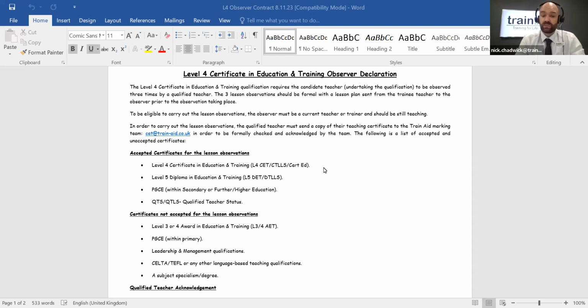If you have a Level 5 diploma in education and training, such as L4 CET or DETLS, or a PGCE within secondary or higher education, you can carry out the lesson observations. If you have QTS or QTLS, fantastic, you can carry out the 3 lesson observations. But once again, please do send a copy of your certificate to the CET team, and we can save your certificate to the database, and you can carry out those lesson observations.